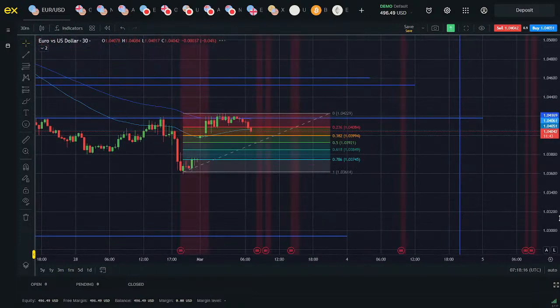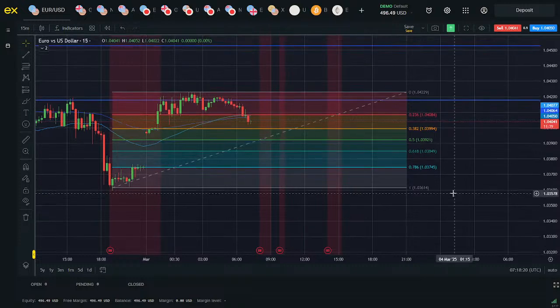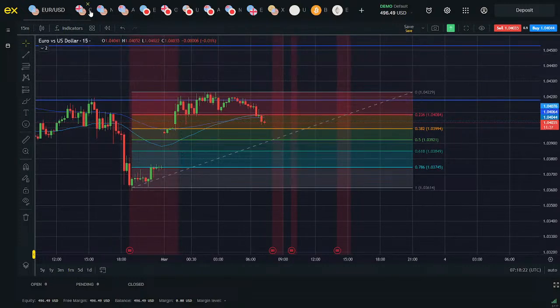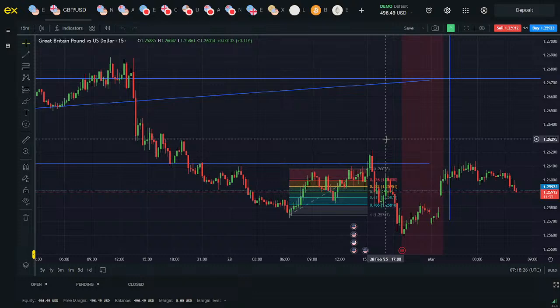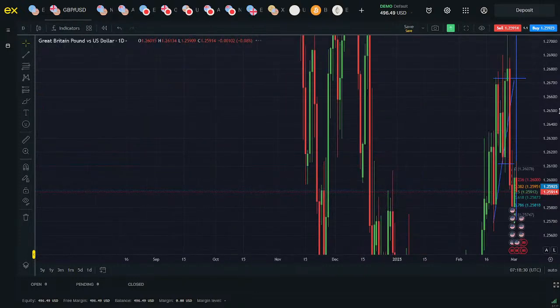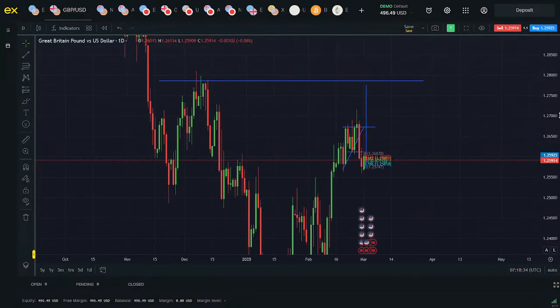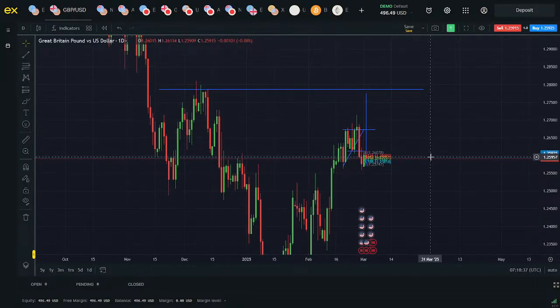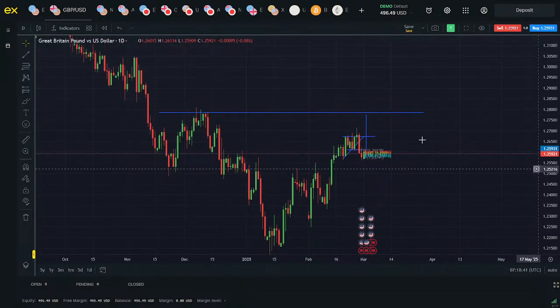After that, if we go for 30 minutes, it's the same case. 15 minutes, it's also the same case. And now we will be going for GBP USD. In GBP USD and Euro USD, they both approximately play the same. Here also you can see that there's an ascending triangle, but in the 1 day time frame you might not be able to see that much clearly.